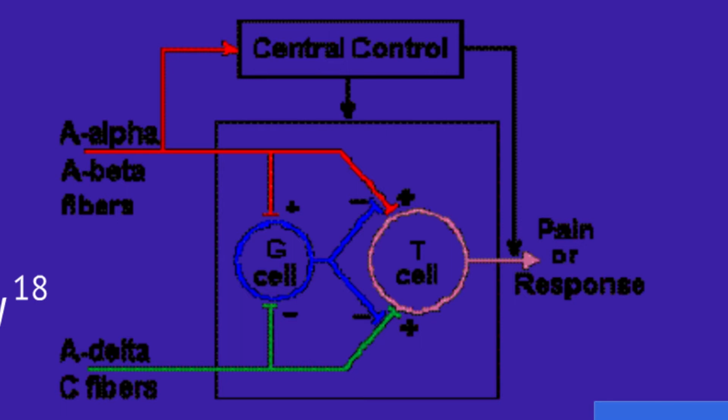So by applying a manual force, that application will travel on the A beta and A alpha fibers and interact with that G cell. The G cell is the gating cell. By causing excitation of the gating cell, it will inhibit the transmission of the C fiber, the rate at which it's transmitting to the transmission cell. So there'll be less signaling sent to the brain, and there'll be a reduction in the perception of pain.